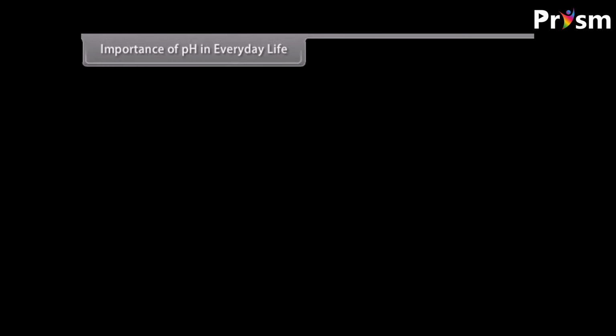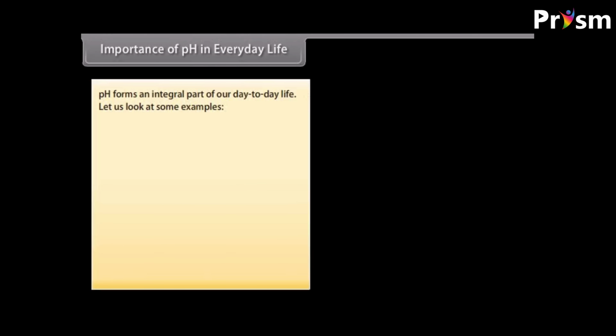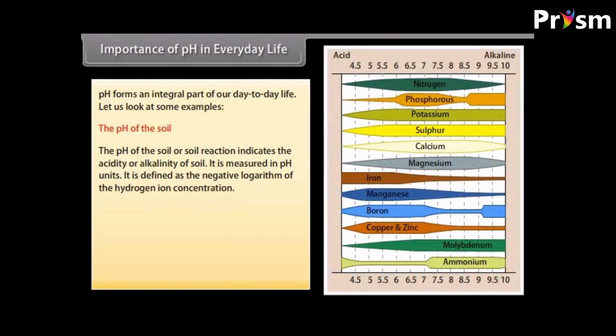Importance of pH in everyday life. Let us look at some examples from our day-to-day life where pH forms an integral part. The pH of the soil. The pH of the soil or soil reaction indicates the acidity or alkalinity of soil. It is measured in pH units. It is defined as the negative logarithm of the hydrogen ion concentration.